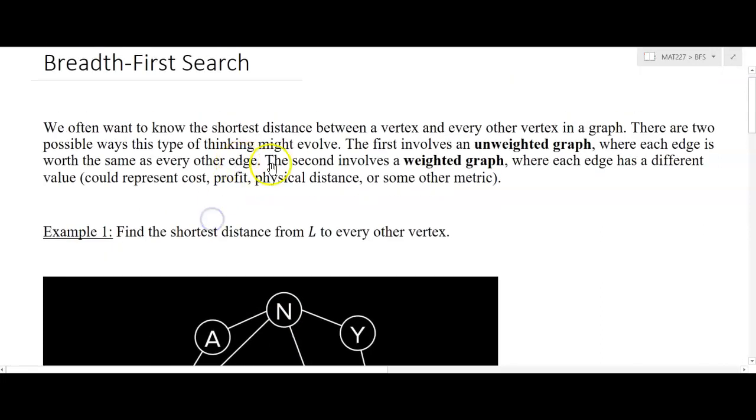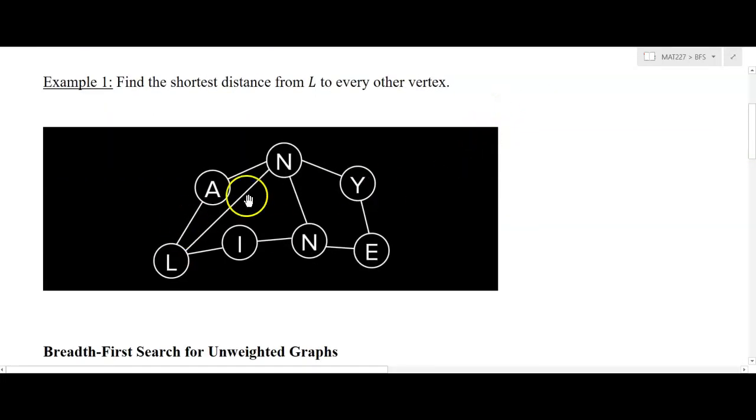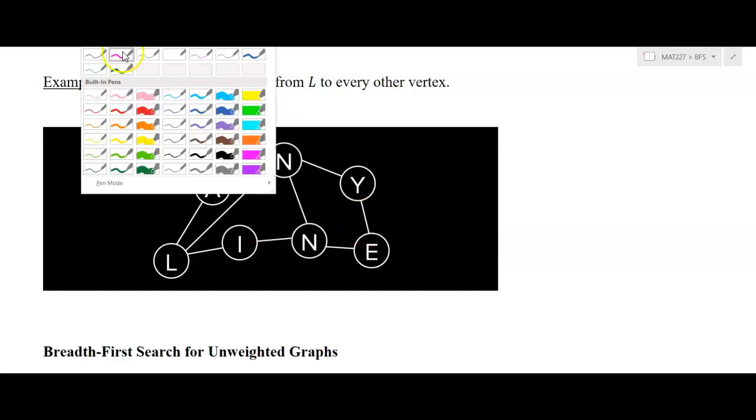The second involves a weighted graph where each edge has a different value, which could represent cost, profit, physical distance, or some other metric. As an example here, these could be, again, friends in a network. These could be diseases in a network. And it might make sense to ask, what is the shortest distance from L to every other vertex in the graph? And because it looks like we have two ends here, let's distinguish these.